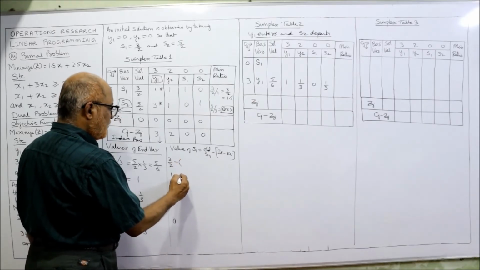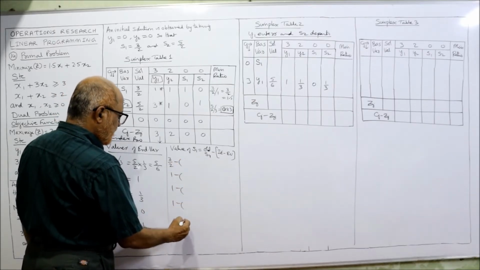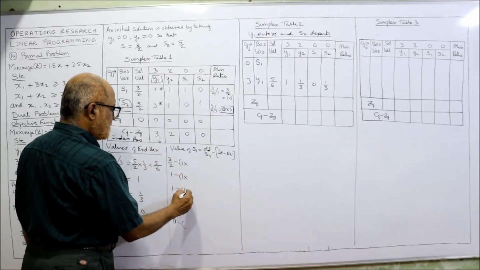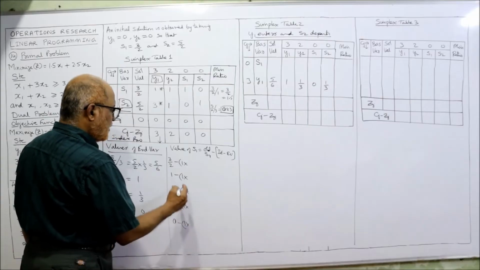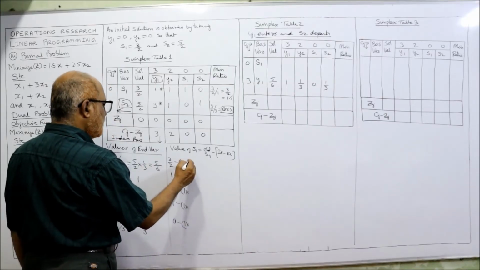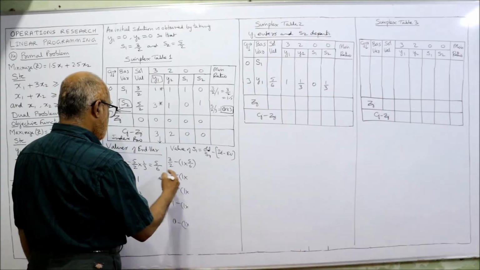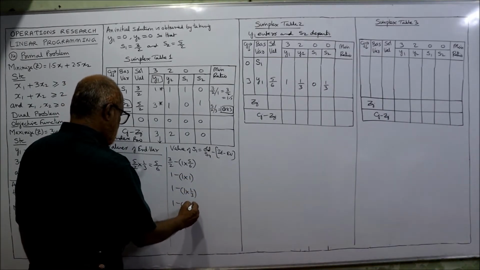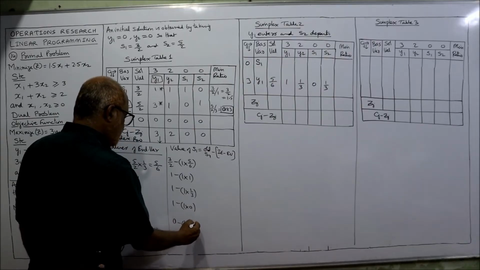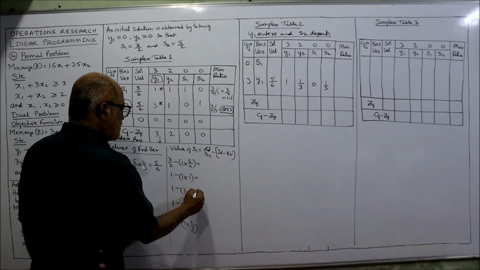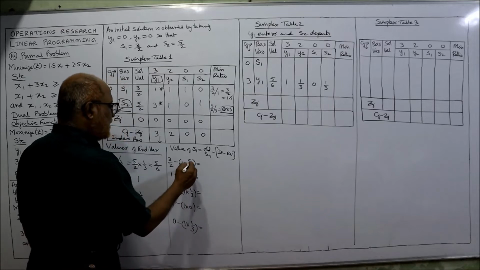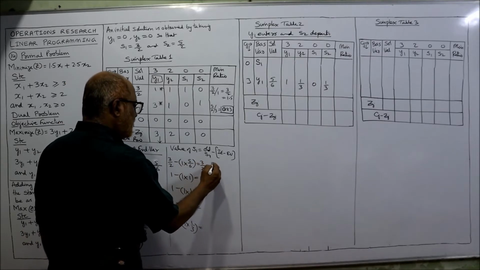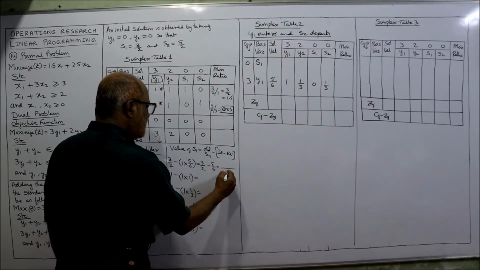These are the old values of S1 minus intersectional element of S1 is 1, 1 into values of the entering variable, which are 5 by 6, then 1, then 1 by 3, 0 and 1 by 3. Now we have to simplify, calculate. 3 by 2 minus 1 into 5 by 6 is 5 by 6.